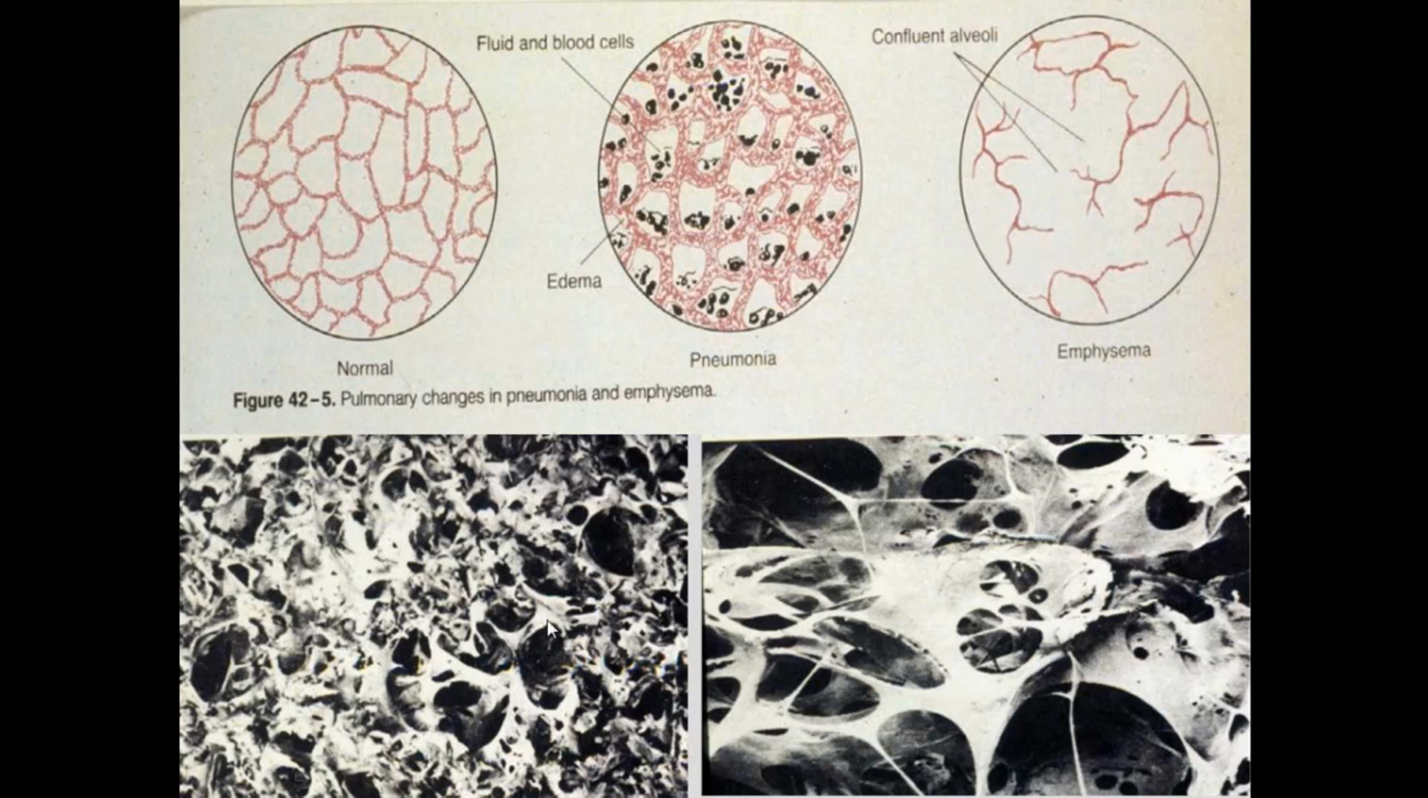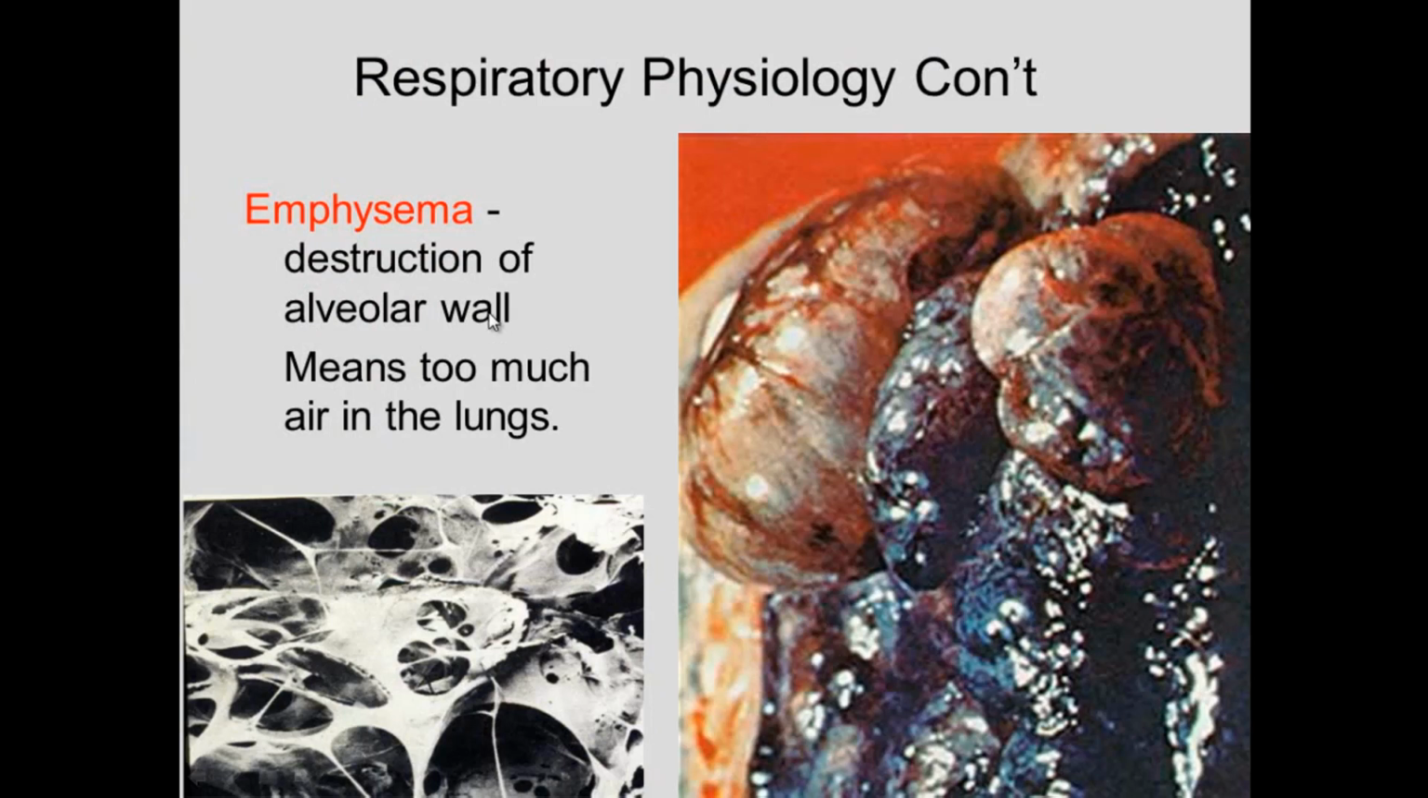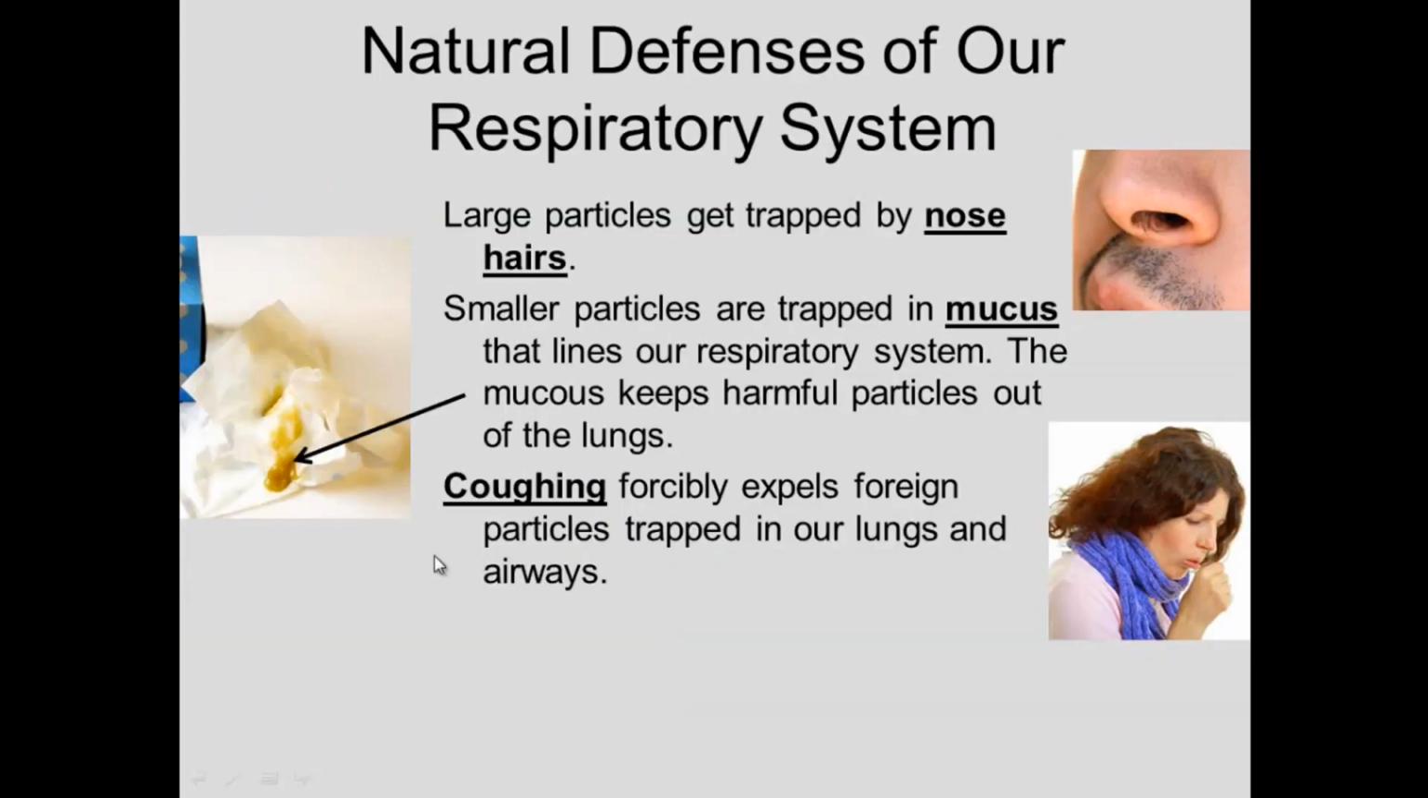And here you see a normal lung, and this is one with emphysema. The word emphysema really means too much air in the lungs. You can see how swollen these are because they don't have the wall partitions to regulate the amount of air that's in there. So there's a big bunch of space here, but it doesn't have the surface area for gas exchange to occur.